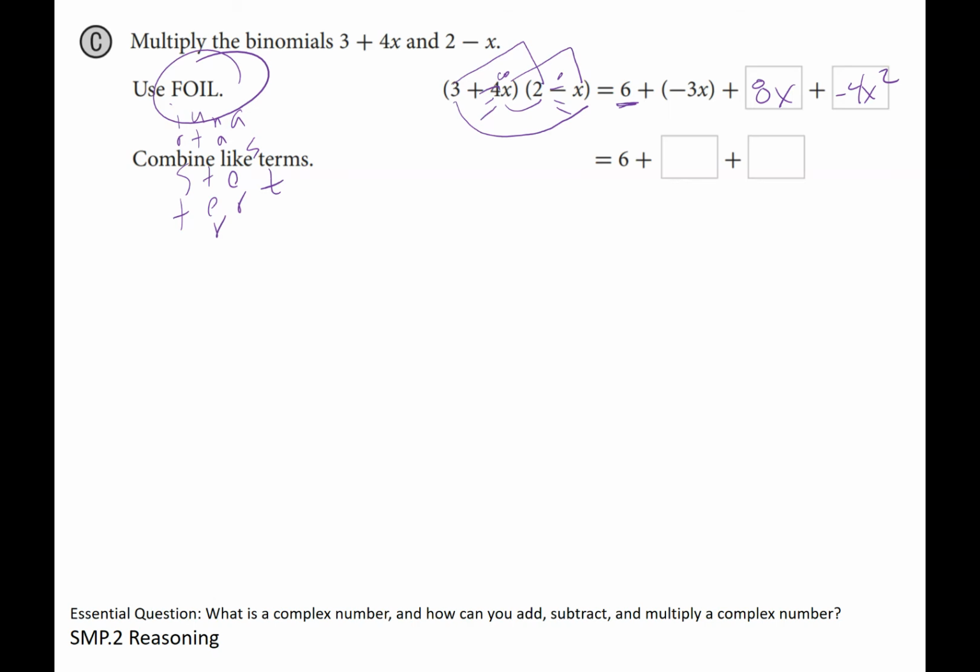And then I'm going to combine my like terms together, which usually means the centers get combined together. So negative 3x and positive 8x is 5x. And we've got a negative 4x squared.